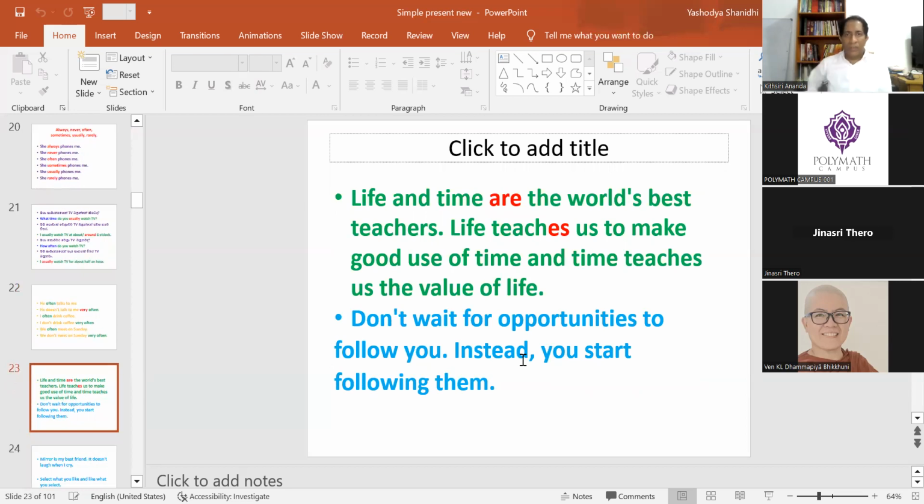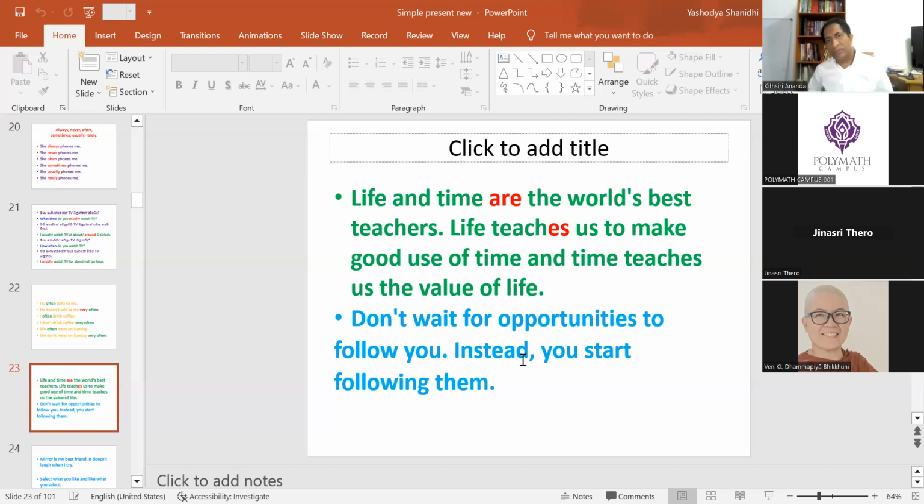Life and time are the world's best teachers. Life teaches us to make good use of time, and time teaches us the value of time. Life and time are the world's best teachers. Life teaches us to make good use of time, and time teaches us the value of life.